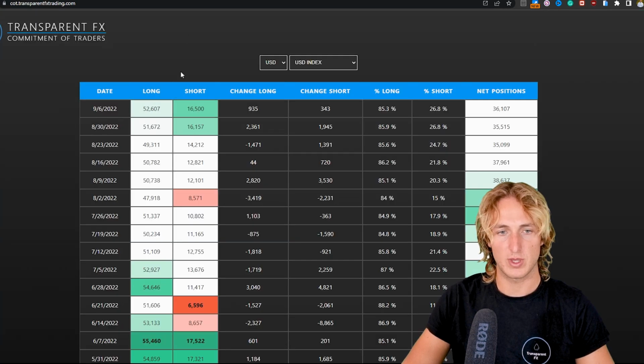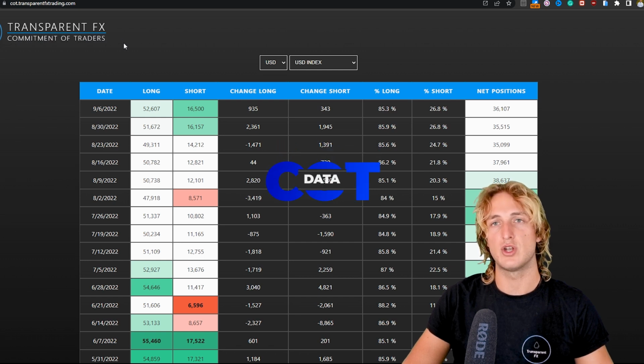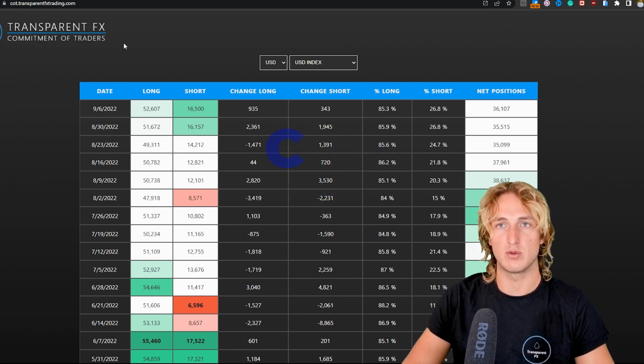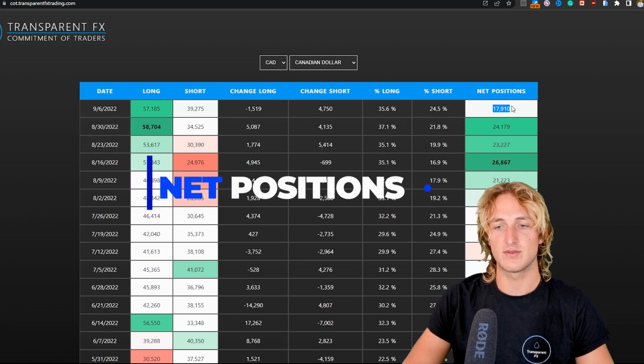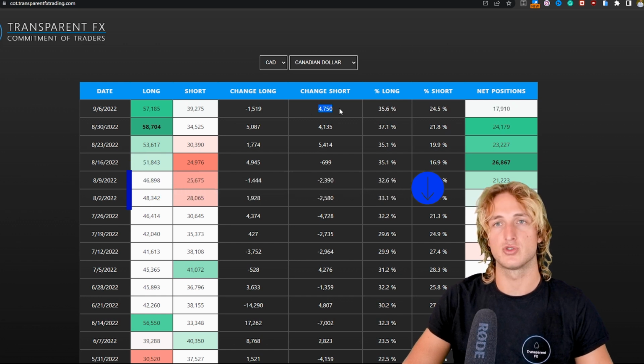Now, if we go and see what we have when it comes to the commitment of traders, so the COT data, which is what the non-commercials, so the biggest speculators in the market are doing, and we check the data specifically for the CAD, we can see how with the last reports, we went from having 26.8k net positions down to having 17.9k net positions with 4.7k shorts added to the last report and 1.5k longs getting closed.